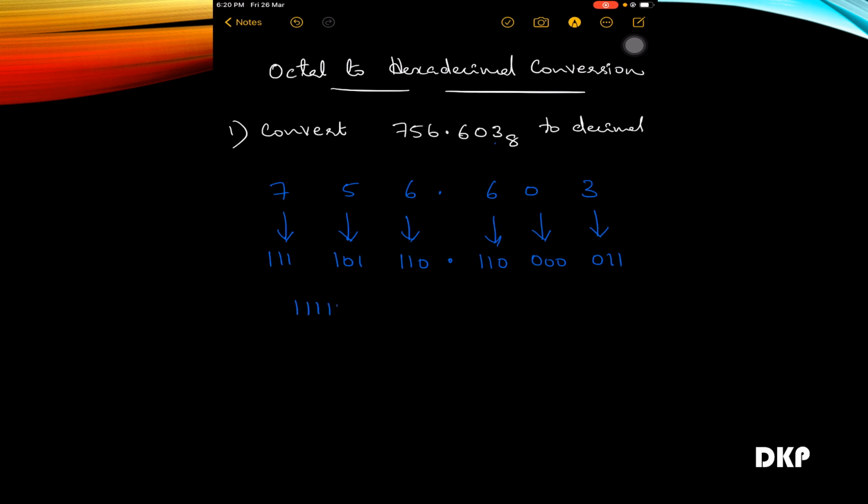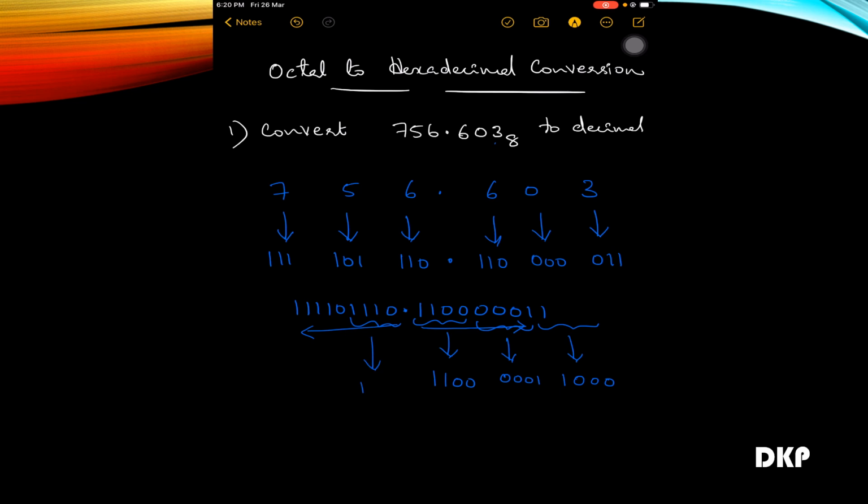Now you have to write all these binary numbers together. The next step is you have to group these binary numbers, a group of 4 bits. So when you group a binary number with a binary point, we know that we have to start the grouping from the immediate right of the binary point and immediate left of the binary point. So when you group this right side, you'll get 1100, 0001, and here only one bit is there. You have to add 3 zeros to it to form a group of 4 bits.